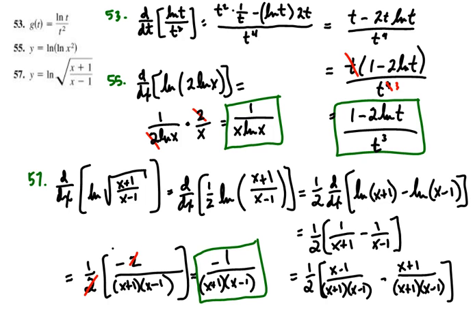And I would leave it in factored form because we can tell easily where that derivative is not defined. It's not defined at x equals negative 1 and x equals positive 1. Alright, so we'll go on to the next set of problems.